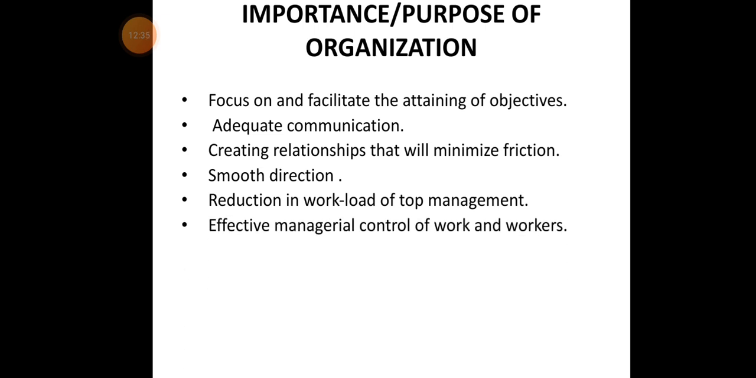Next is effective managerial control of work and workers. If the organization is working properly, if all the rules and regulations are working properly, then only we can control the work and the worker. For example, in this class, there is a control of work, right? Control of work means the class is assigned to me from 10 to 11. This is the control of work. It means I have to take a class from 9 to 10 or 10 to 11. This is the work control.